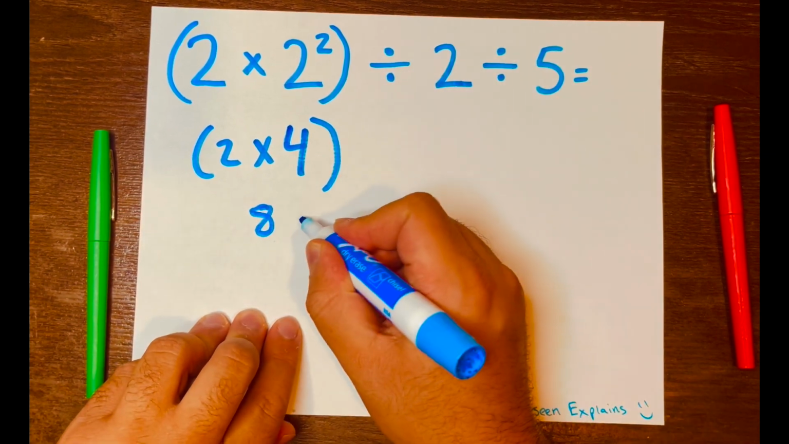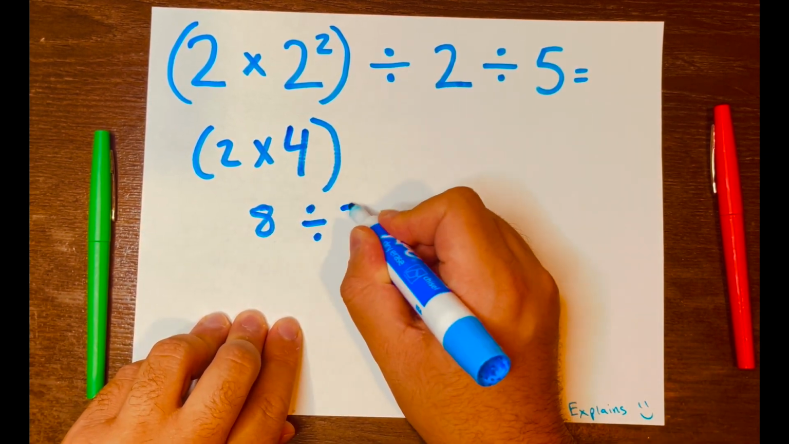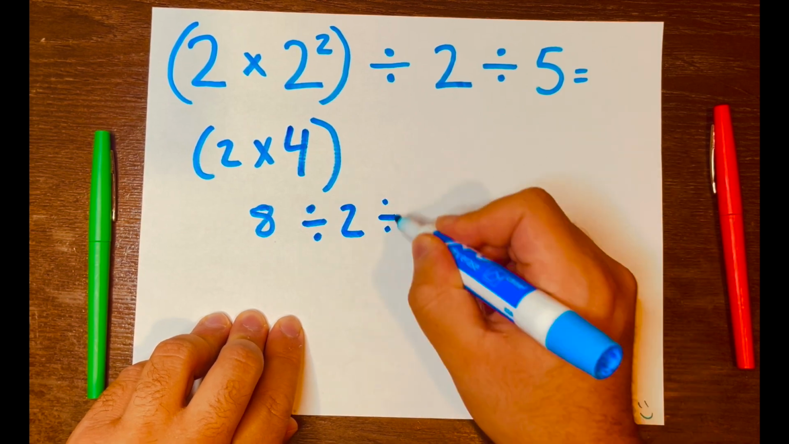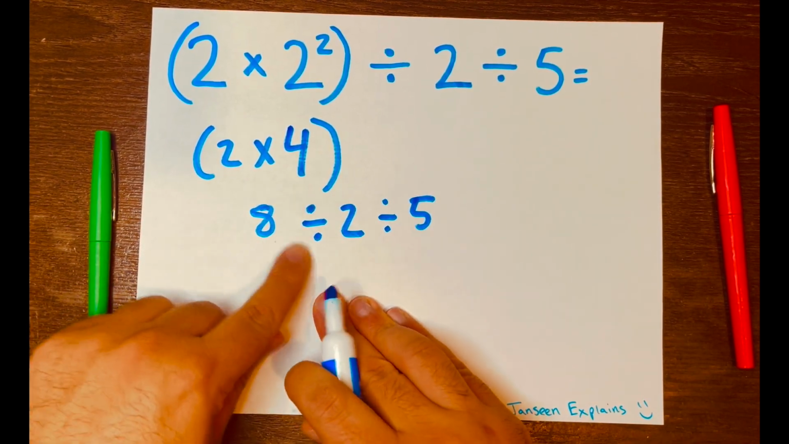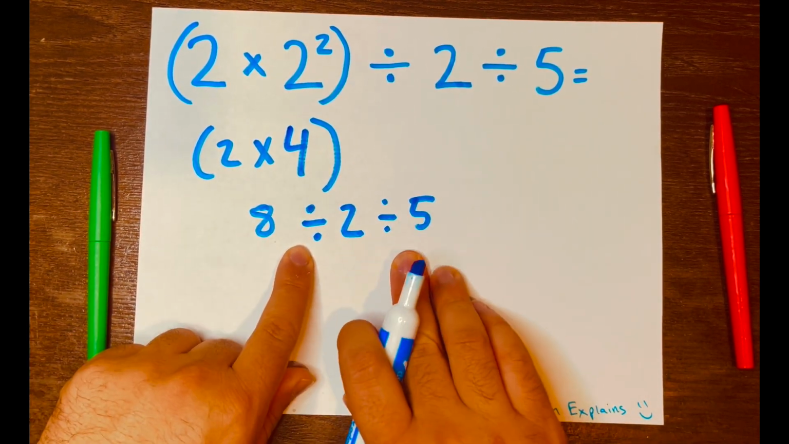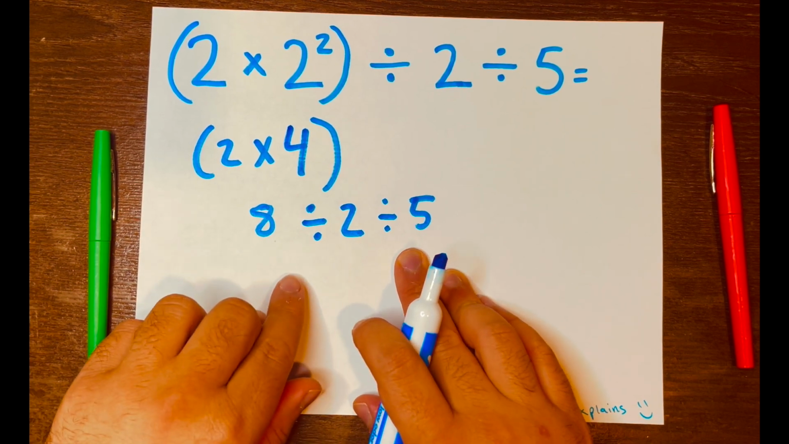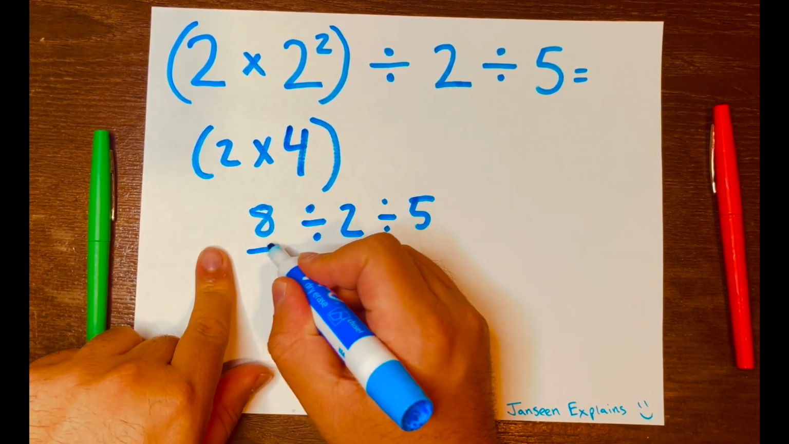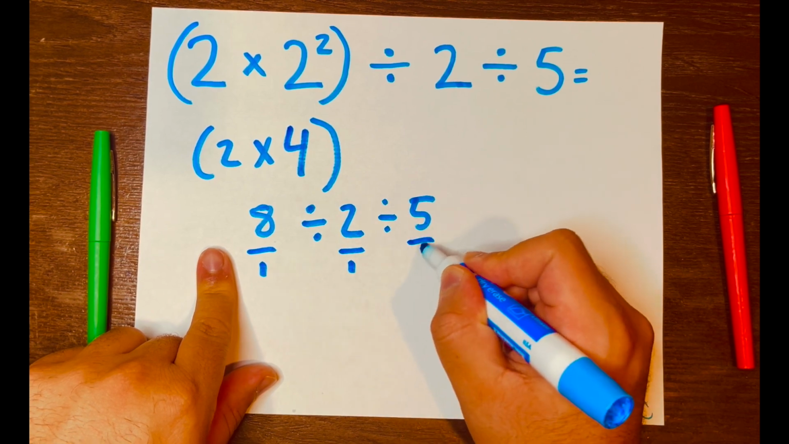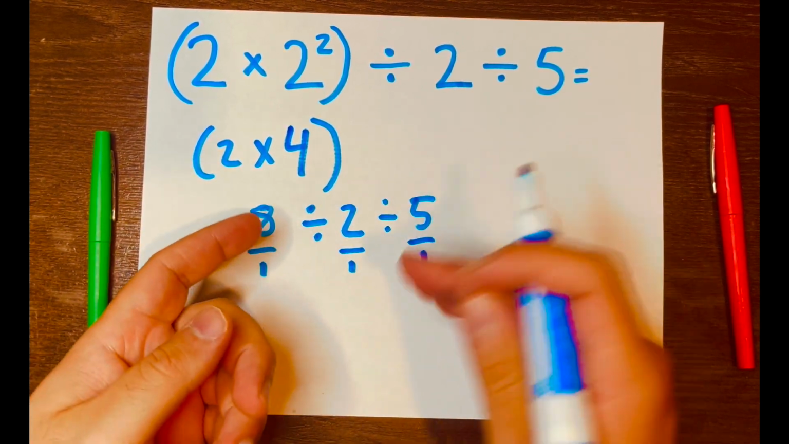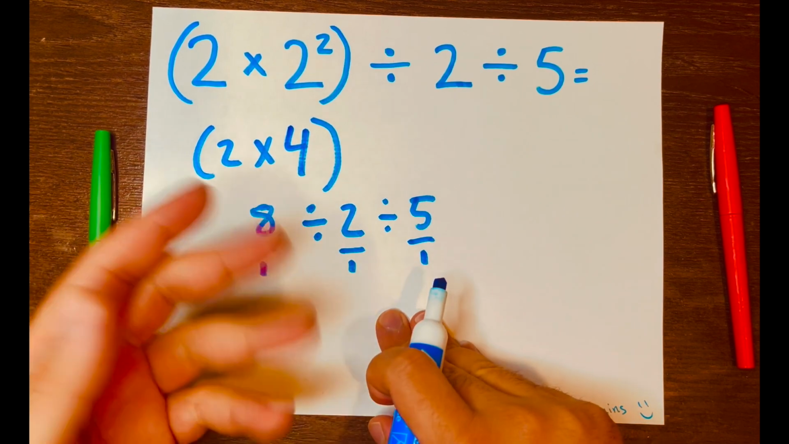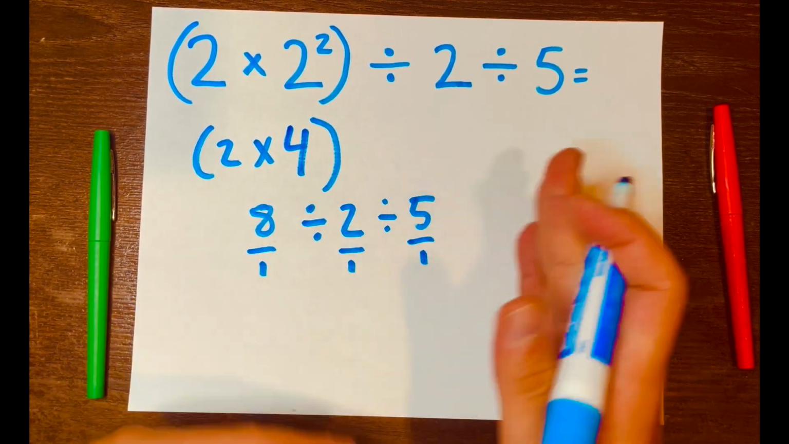And then bring down the division symbol, the 2 down, the division symbol, the 5 down, and now we have 8 divided by 2 divided by 5. Next, we turn these into fractions to make the math easy. And we read from left to right, but because we just have division, we don't have to worry about the order. We just go from left to right.